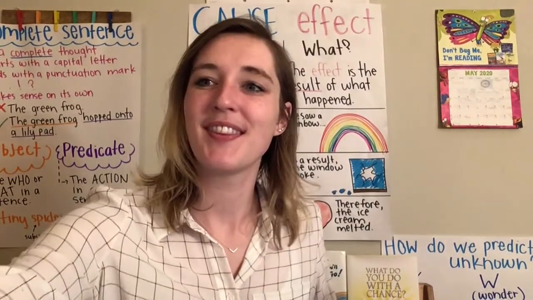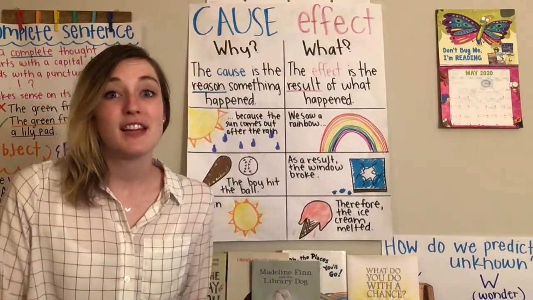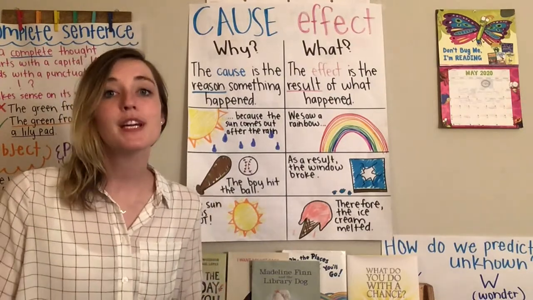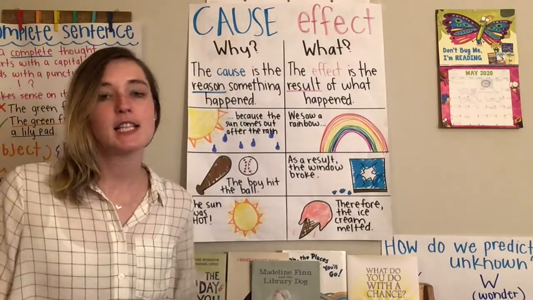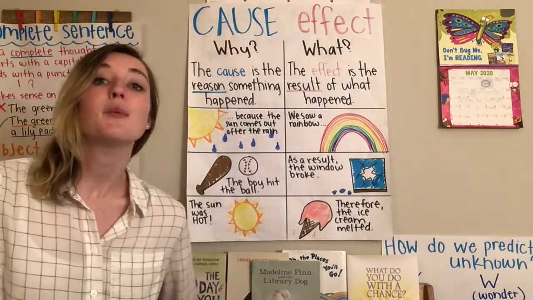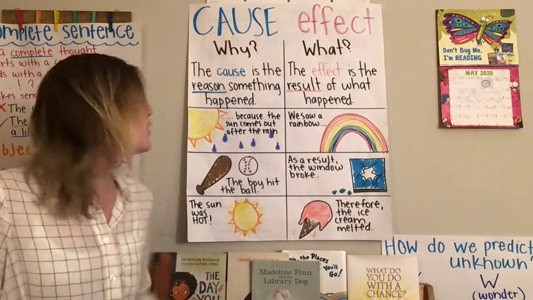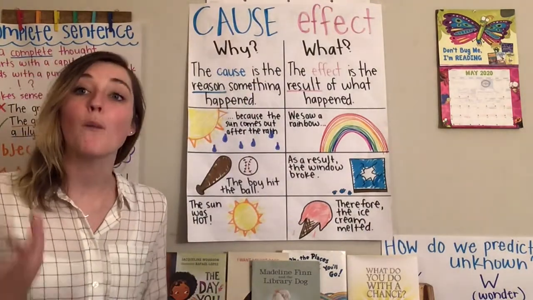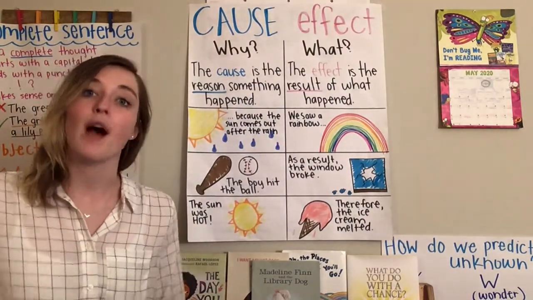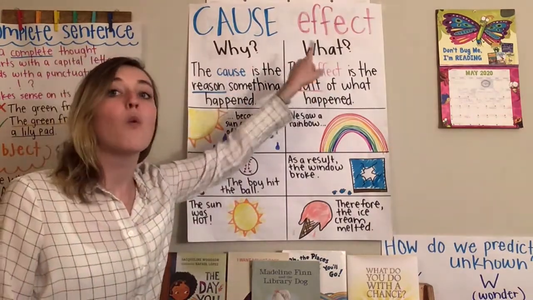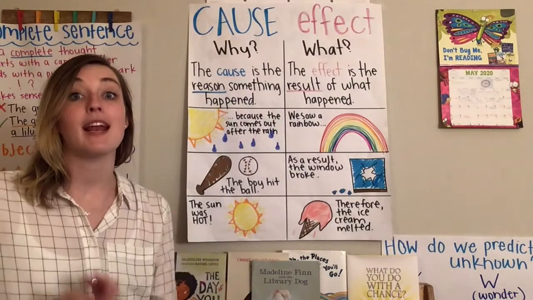Here we go. So first of all, cause and effect is an event that happens. It can happen in a story, it can happen in an informational text, it can happen in real life. Typically what happens with an event is there is a cause and there is an effect. So when we're talking about the cause, we're talking about why something happened, why the event occurred. And then we have the effect, which is the what or the result of something that had happened after it.